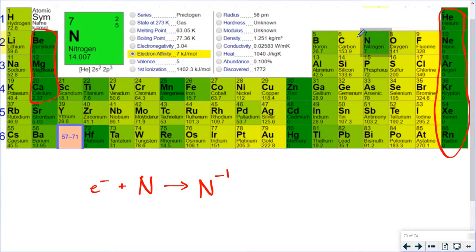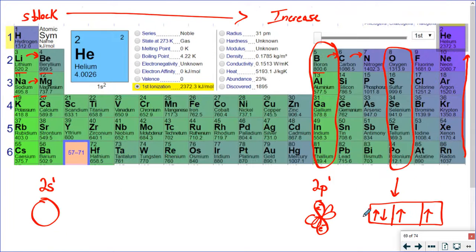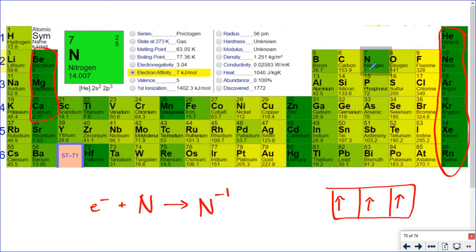How about nitrogen? Why is it lower than oxygen? Well, the nitrogen would have that p block filled up like this. Nitrogen has 1, 2, 3 in the p block. That next electron would have to pair up with one of these, and that's going to create that same repulsion we talked about right here in the orbital, and so it's not going to have a strong attractive force for that extra electron.